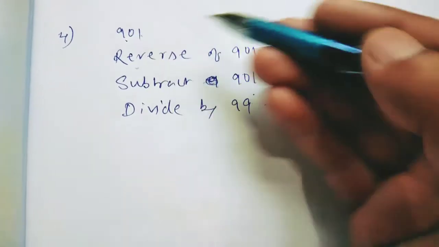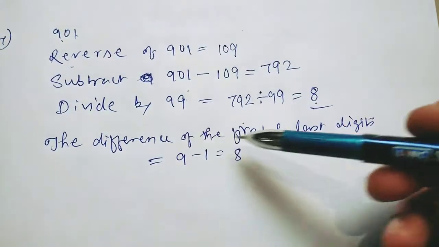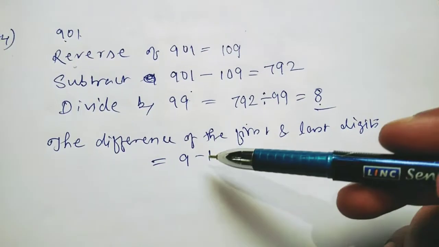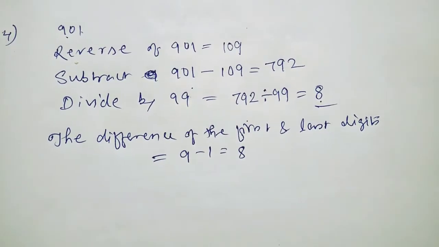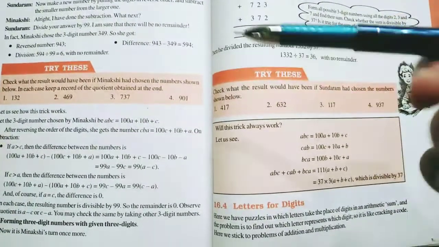So 9 minus 1 is 8. So that means our answer is correct. Okay. So here you can see the difference of the first and last digits is 9 minus 1 equal to 8. Both are correct. So I think you have understood the concept of this.